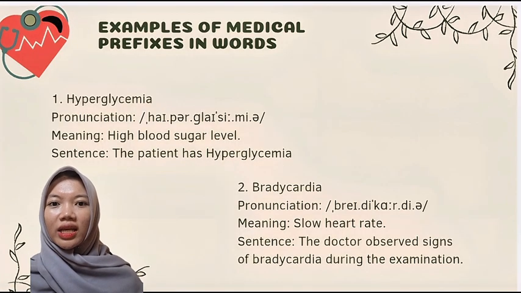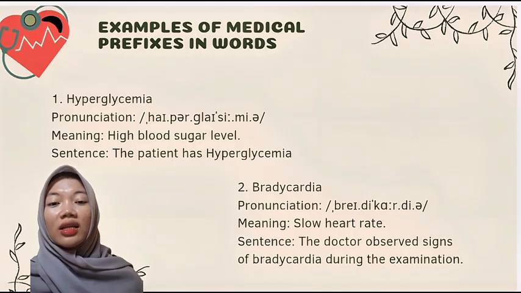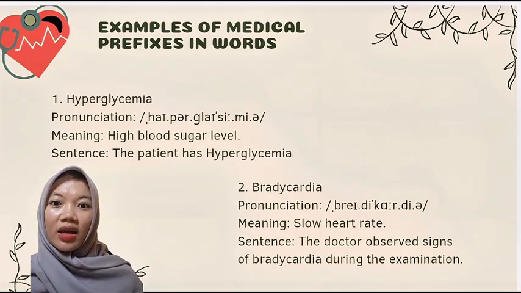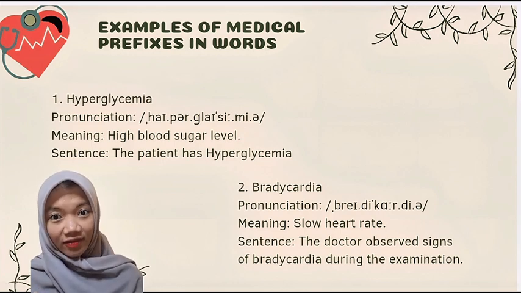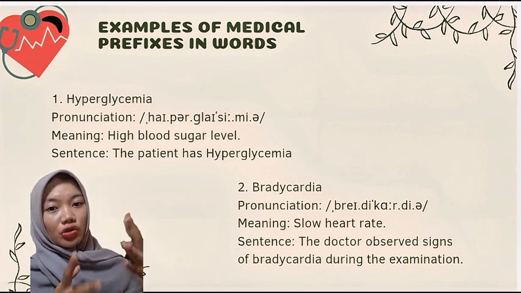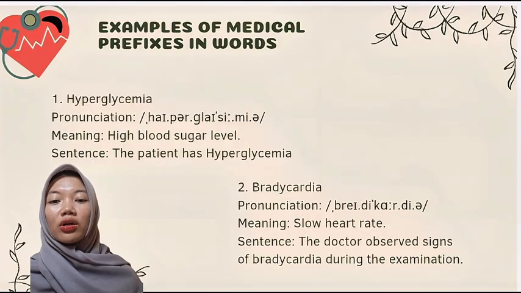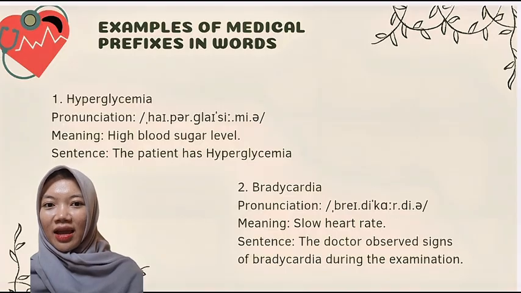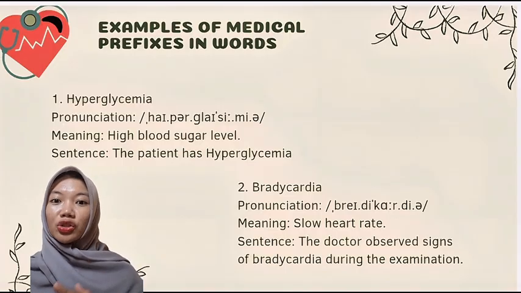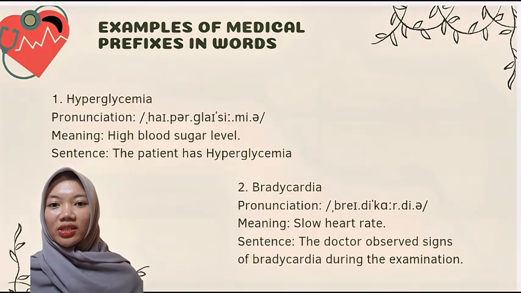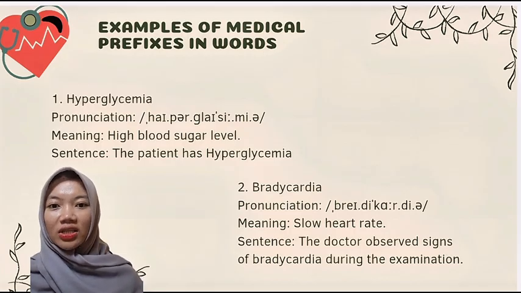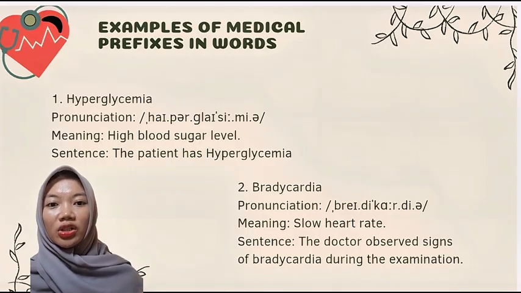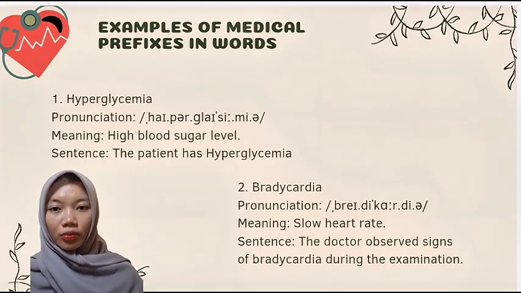The first word is hyperglycemia. The pronunciation is hyperglycemia. Hyper means excessive, glyc refers to sugar, and emia refers to a blood condition. Therefore, hyperglycemia means a high blood sugar level. The example sentence is, the patient has hyperglycemia. This means the patient's blood sugar level is higher than normal.